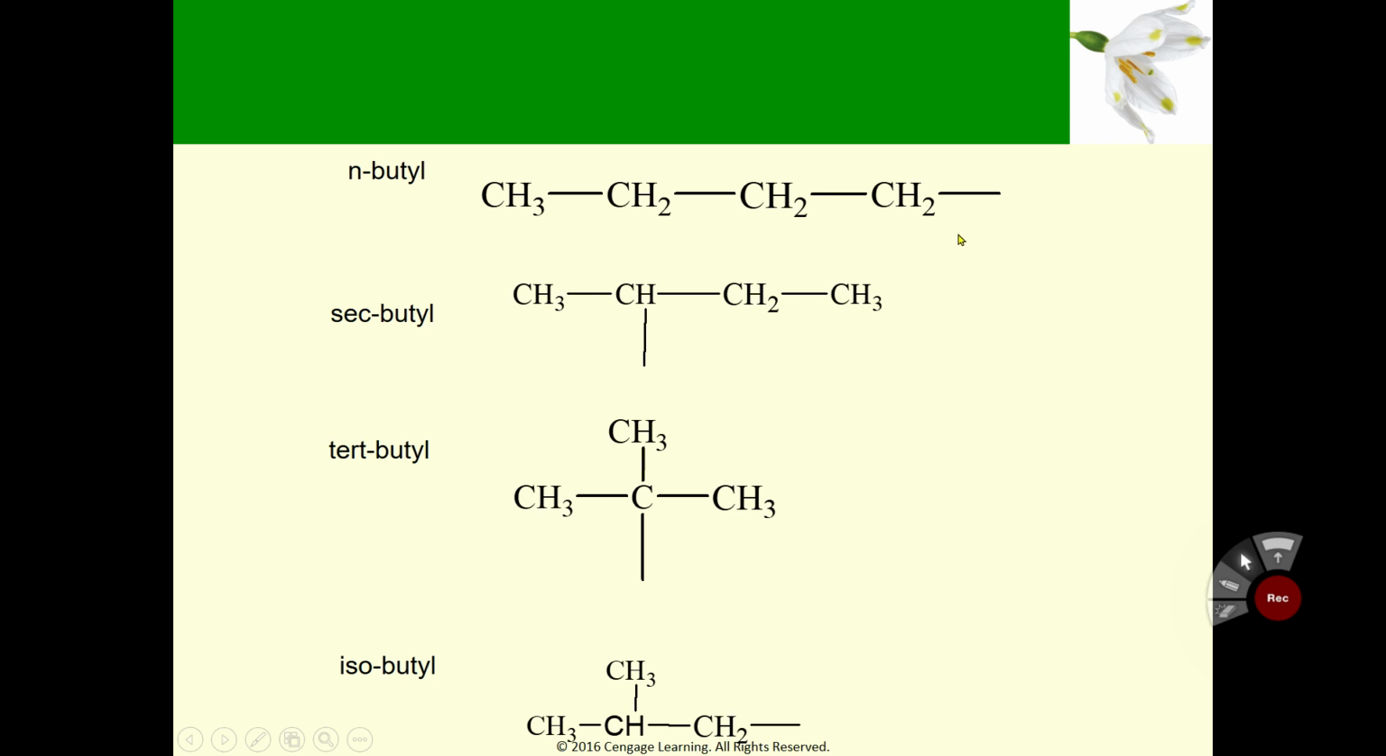This will be normal butyl. This will be secondary butyl because this is a secondary carbon. This is tertiary butyl because this carbon is a tertiary carbon. And this is called isobutyl because this compound comes from isobutane.